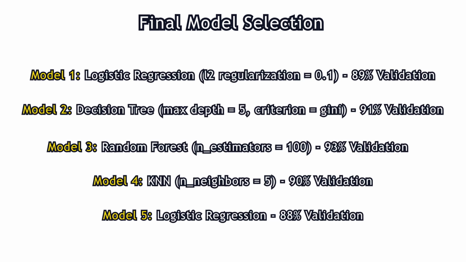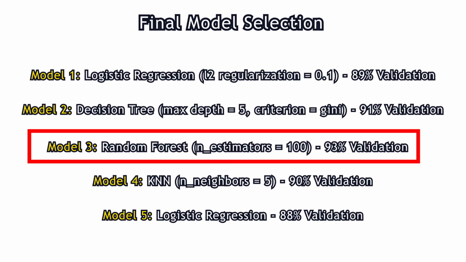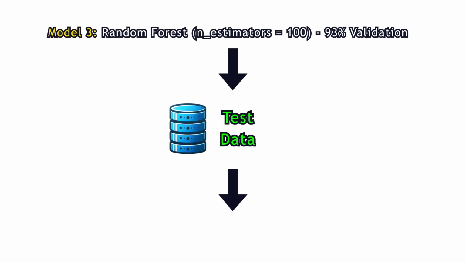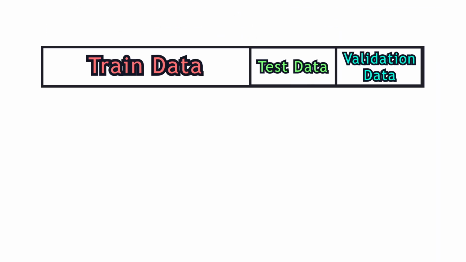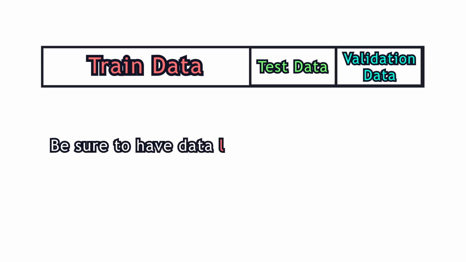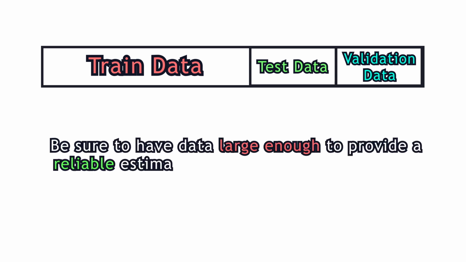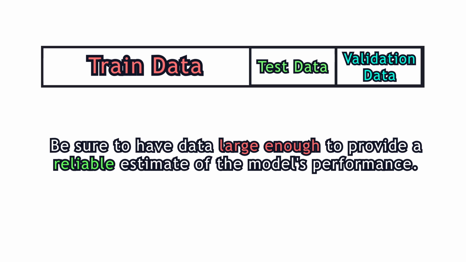As a result, you will select the model and the set of hyperparameters that provide the highest validation performance. Finally, you evaluate the unbiased performance estimate using the test data. The size of the validation set is often similar to the test size, sometimes a bit less. Just be sure to have data large enough to provide a reliable estimate of the model's performance.